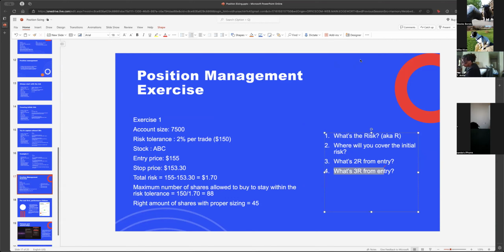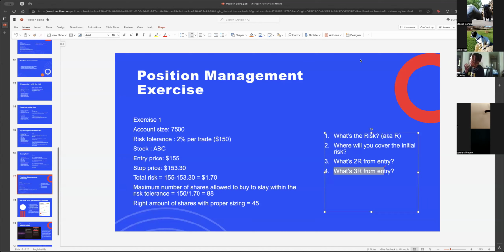No, that is 1 hour. That's 1 times your risk to the upside. 156.70. Yep. Risk, okay, 1.70. What's the place to cover the initial risk? 156.70. Beautiful. And 158. Beautiful. You guys are on the right path. And what's the 3 hours? 160.10. All right, perfect.